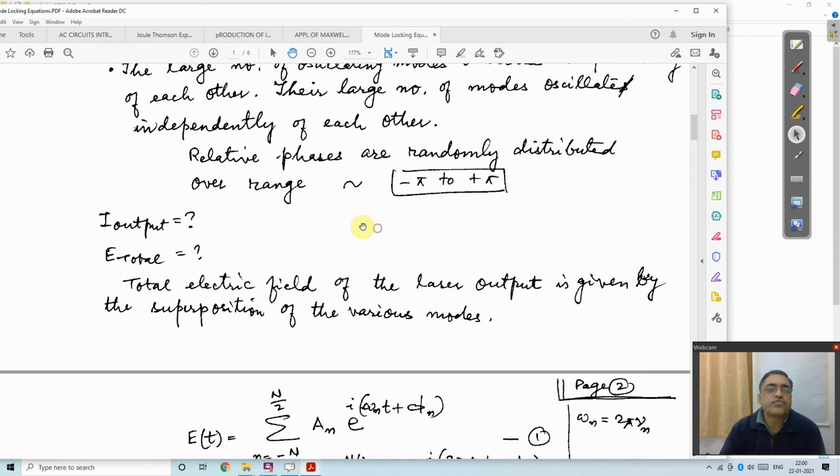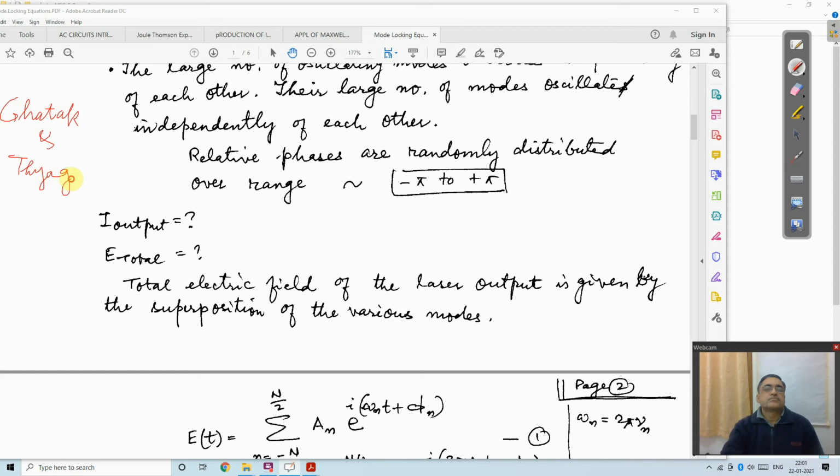Now we have to find the output intensity and the total electric field, and we are studying this discussion on the basis of the book by Ghatak and Thyagarajan. So let us move further.